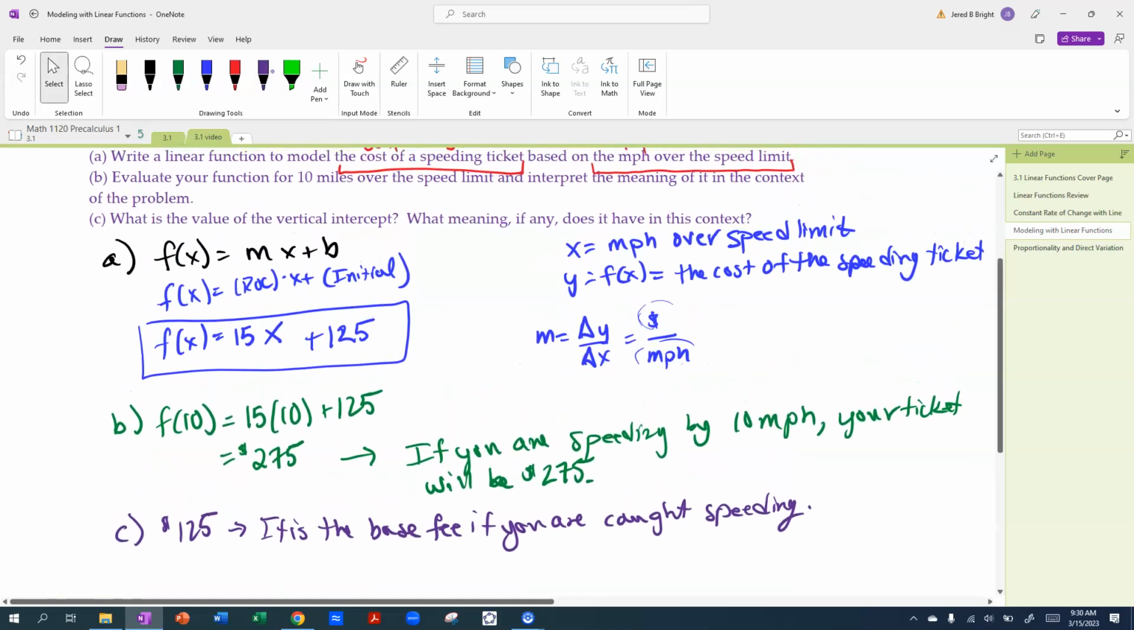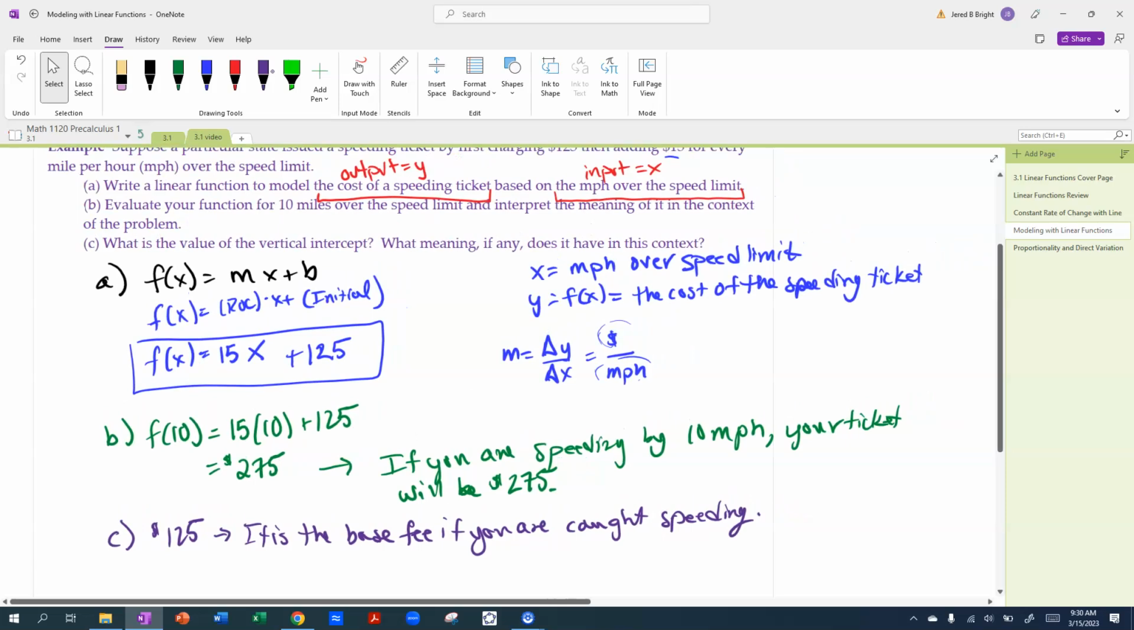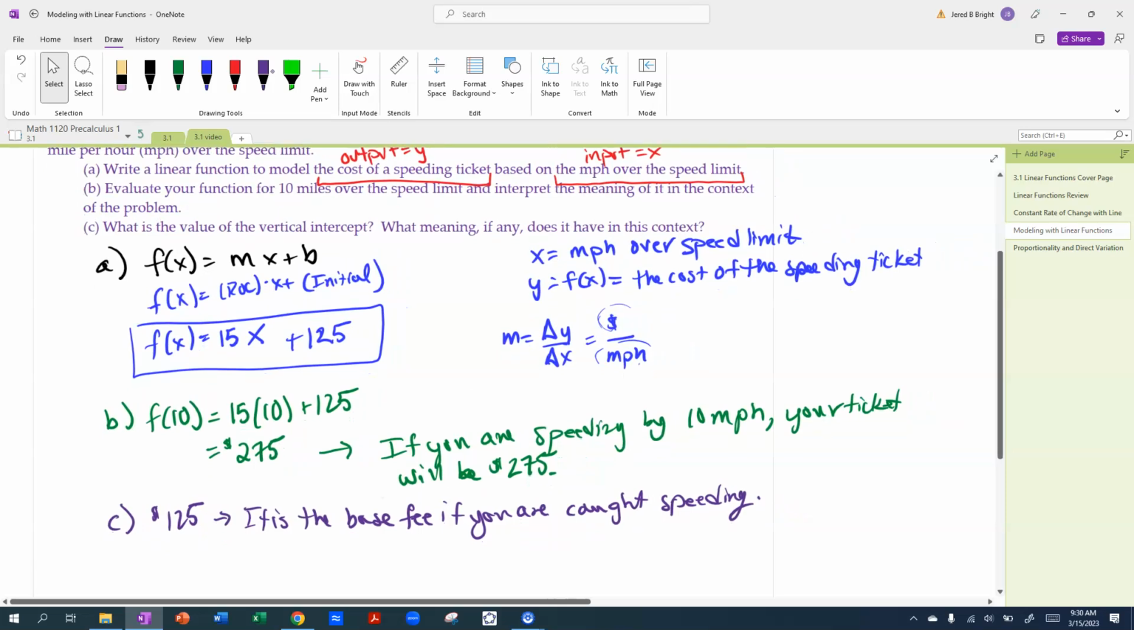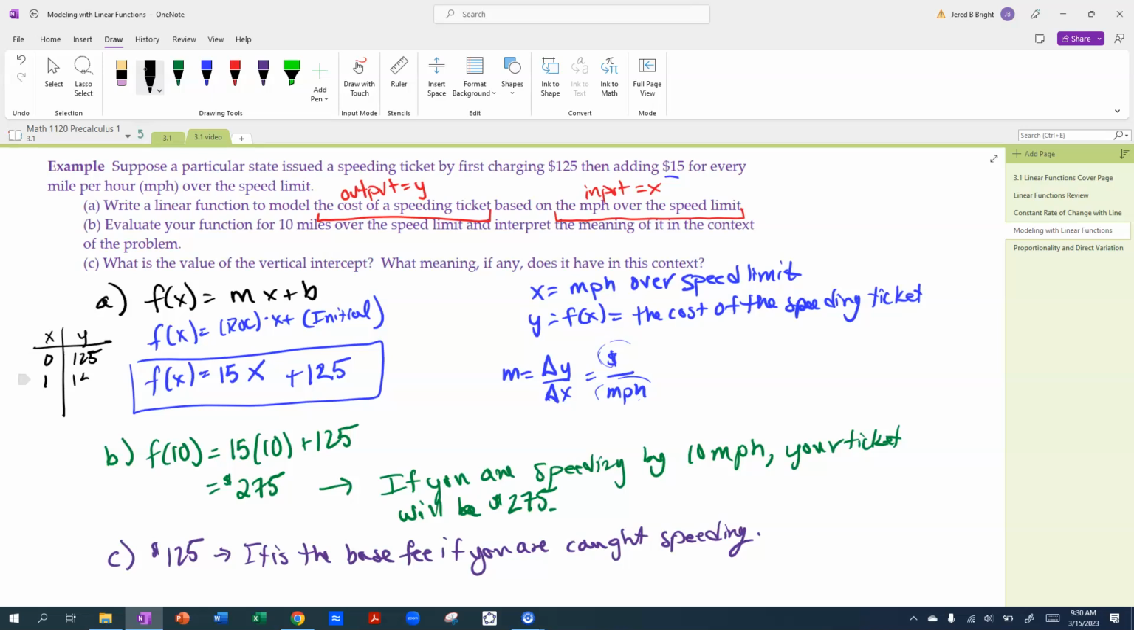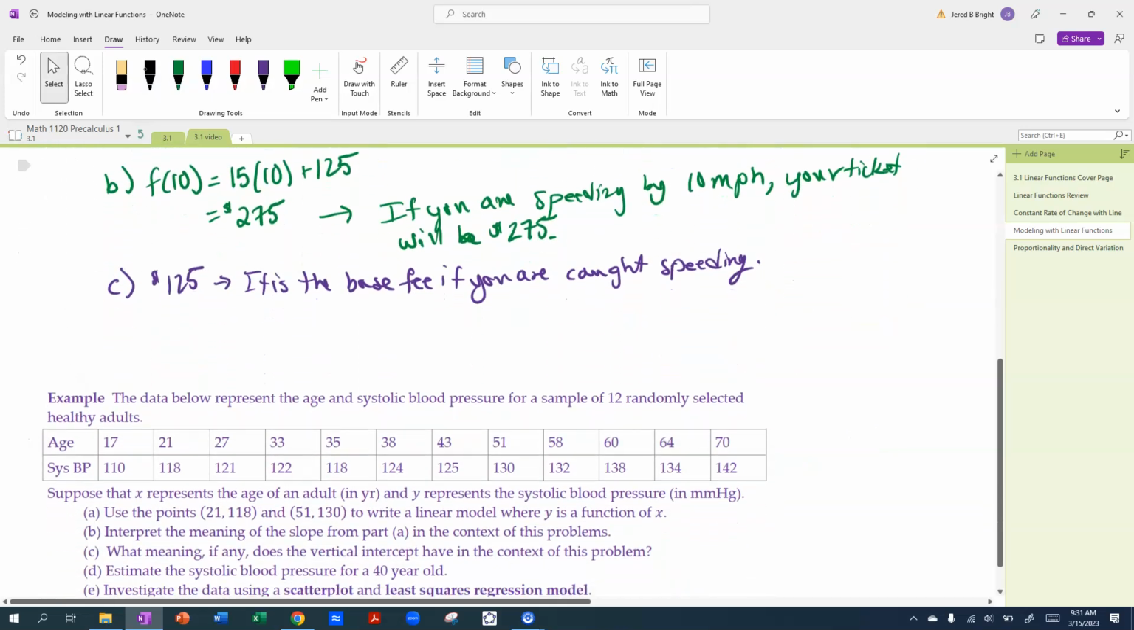So there we go. The hardest part of this entire thing is part A, getting that function written out. And again, if it's easier for you to look at this in table form, you could say, well, what's our input and what's our output? Well, if we put in 0, if you are 0 miles an hour over, your ticket fee is $125. And then if you're 1 mile an hour over, that's $140. 2 miles an hour would be $155. And you could construct a table to help you build the model too. That's always an option.